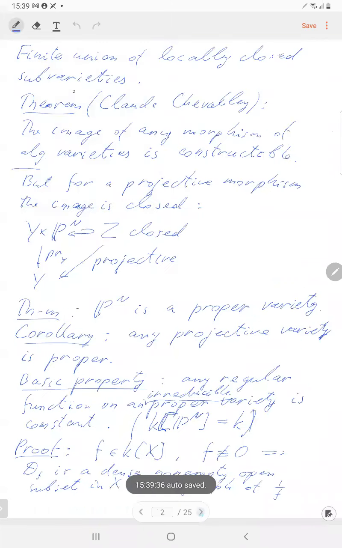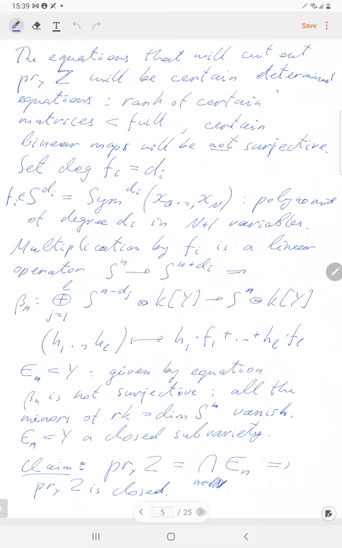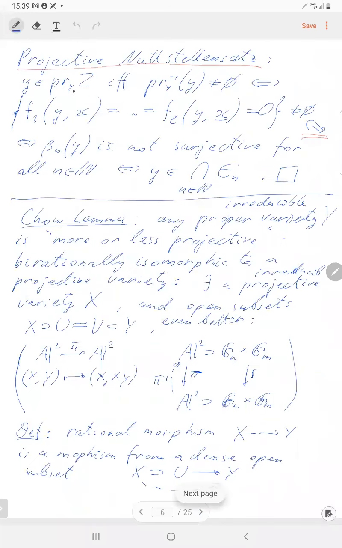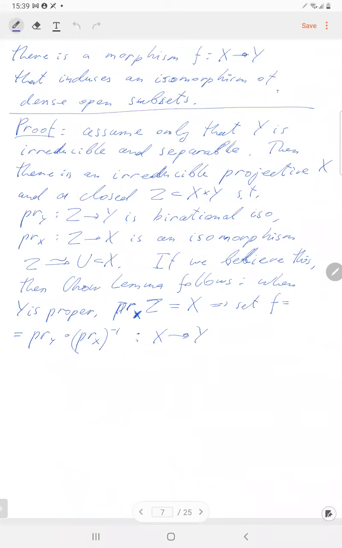So in the definition x is not necessarily projective? Yeah. The general notion of a proper variety is that it's separable and has the property that the projection of x times y to y is always closed, for any y.